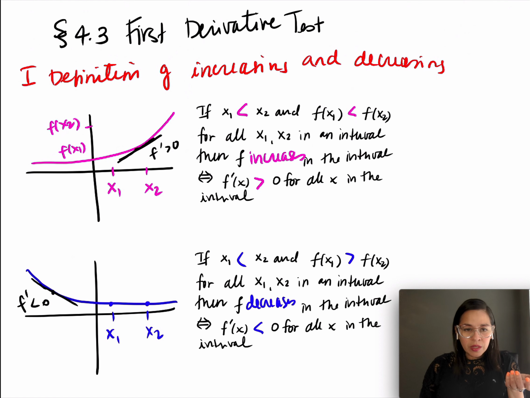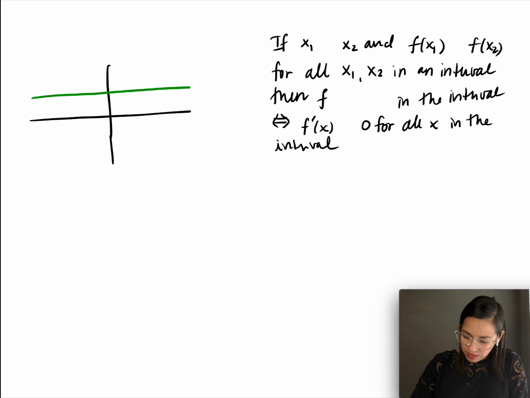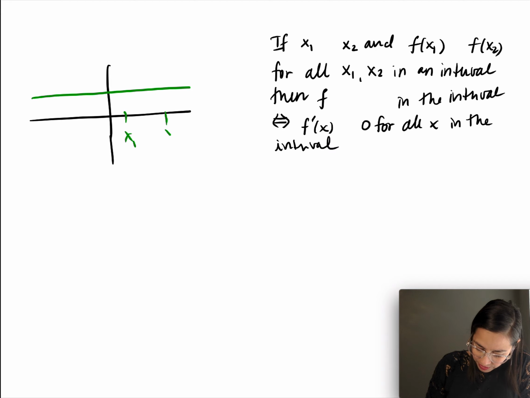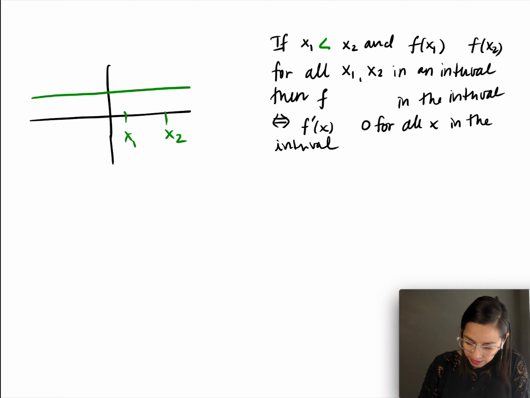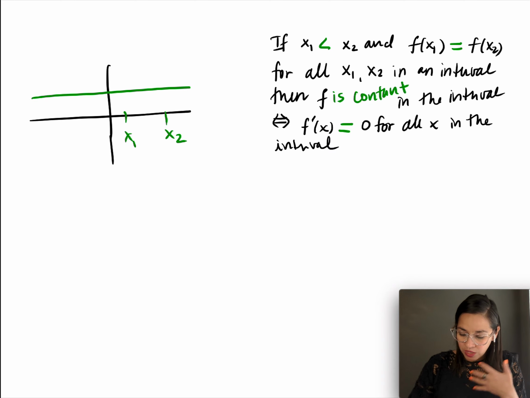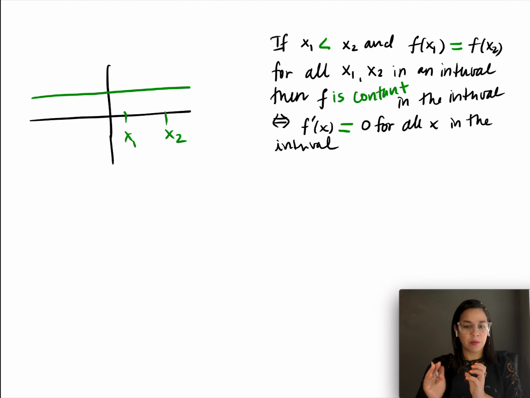Okay, now if we have a constant function, then if we have x1 and x2, we still have that x1 is less than x2, but f of x1 is always equal to f of x2. That is the definition of a constant function. So we see that f is constant. And we see that the derivative is 0, right? It's equal to 0 because the slope of the tangent line is 0, okay? Perfect.